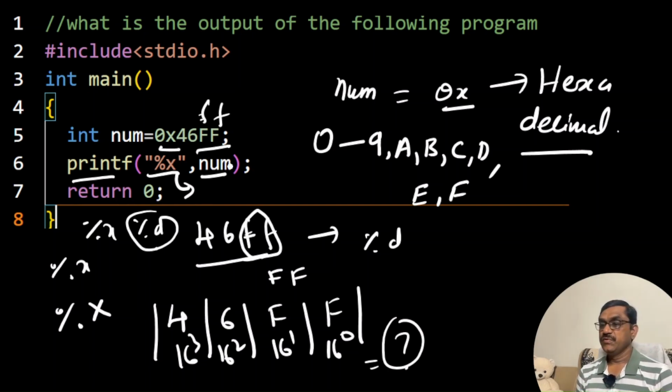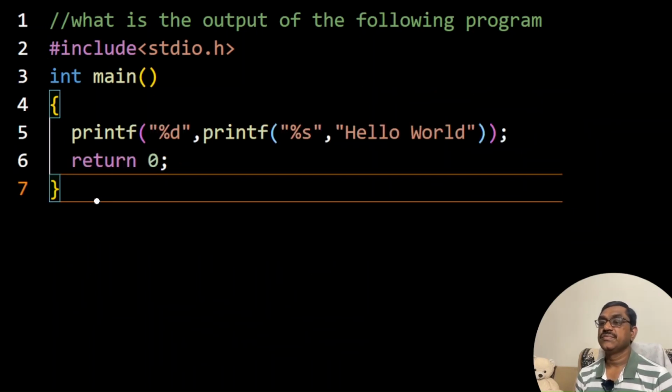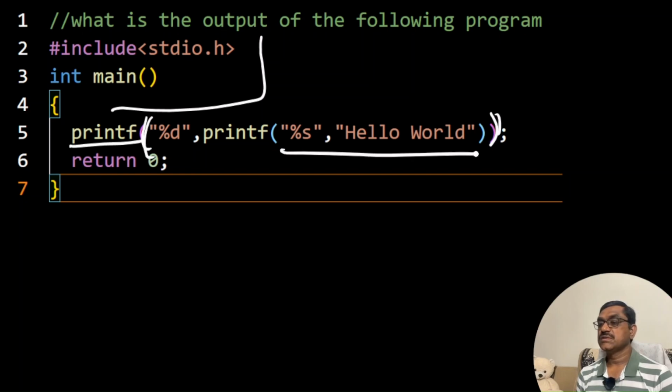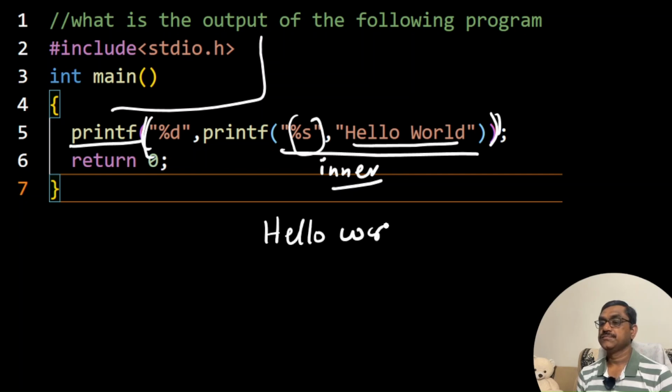Now after this, we move on to the next type of code fragment. These are very important code snippets. What is the output of this program? Take this printf. Within this outer parenthesis, we have an inner parenthesis, right? First, evaluate the inner parenthesis. In the inner parenthesis, percentage s is used to print the string. What is the string you are going to print? Hello world. It prints hello world.